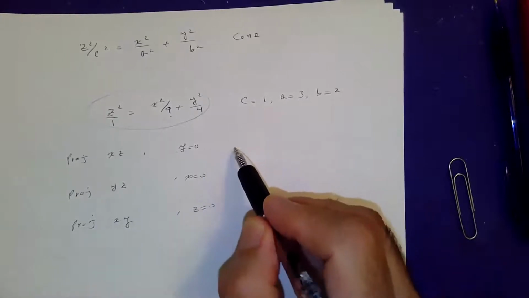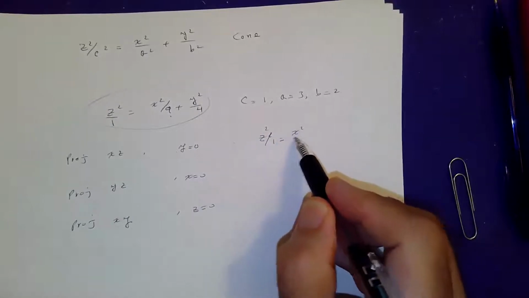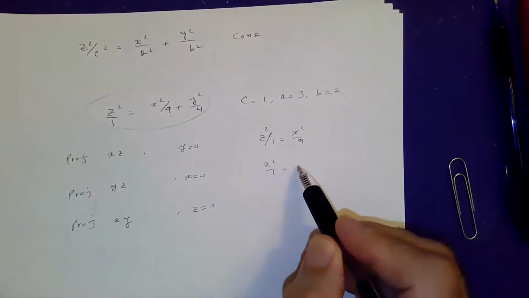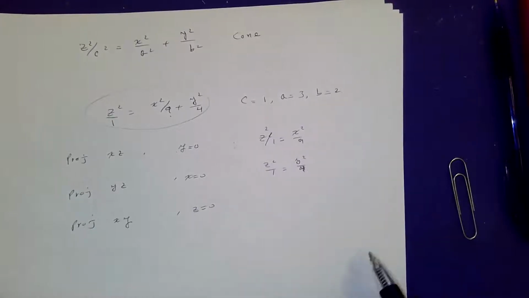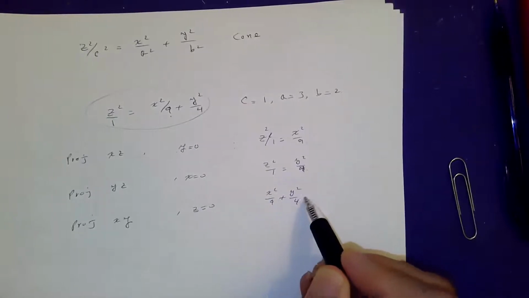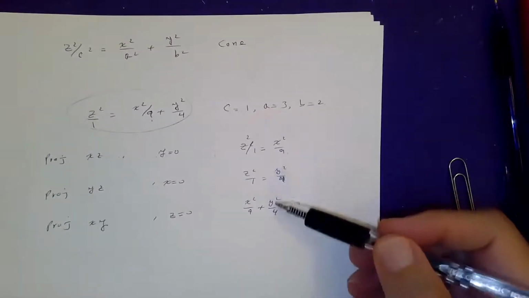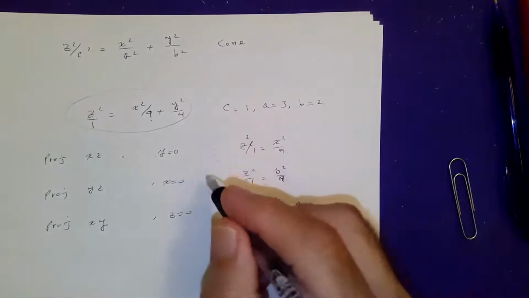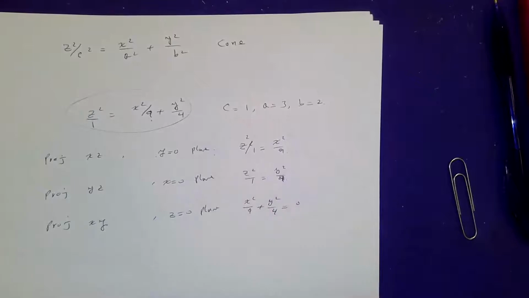For instance, in the xz plane it is z squared over 1 equals x squared over 9. In the yz plane it is z squared over 1 equals y squared over 4. And in the xy plane it is what? x squared over 9 plus y squared over 4 equals 0. So the question is, these are the curves, the intersection of the surface with these planes. Remember, these are not lines, they are not points, they are planes in 3 dimensions.